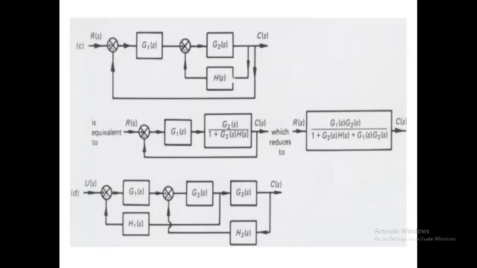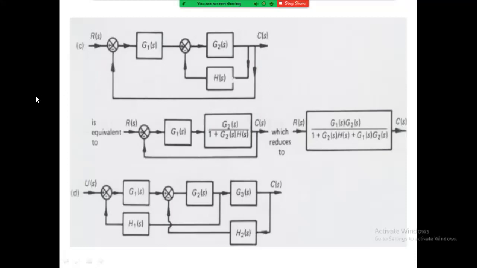In figure C, R of S and C of S are given. Simply consider G1 of S as it is. As in the previous figure B, G2 of S and H of S are in feedback, so G2 upon 1 plus G2 into H of S, as discussed. Now these two blocks are in series. So simply multiply G1 into G2 of S upon 1 plus G2 of S into H of S plus G1 of S into G2 of S. R of S and C of S are as they are.